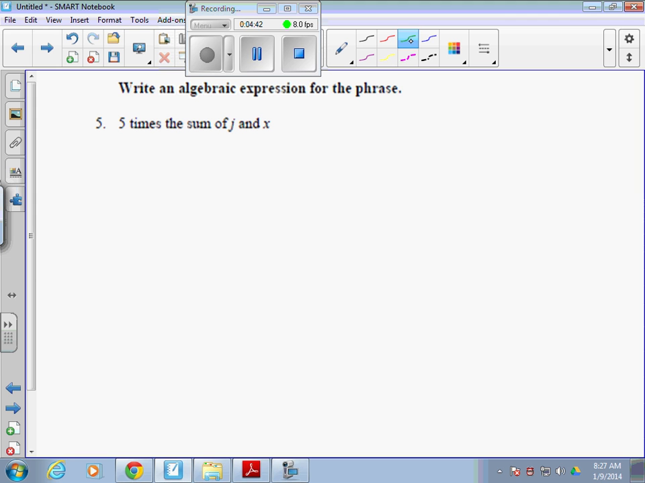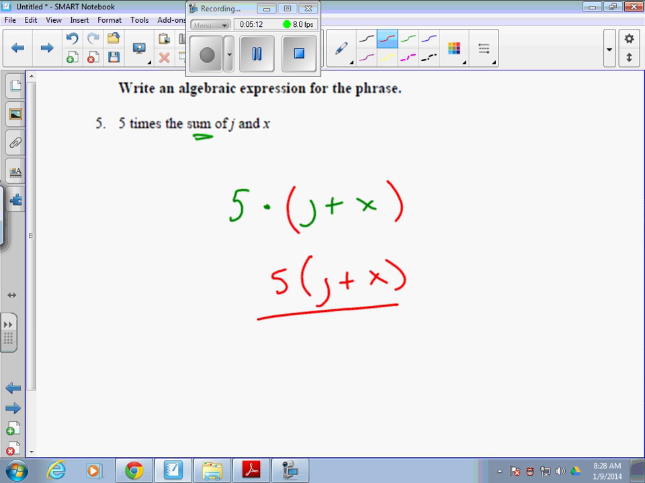Write this as an algebraic expression. It says 5 times the sum of j and x. Well, 5 times something would be to multiply. The sum means to add j plus x. But in order to multiply 5 times this, it doesn't matter what order you write this in. Order of operations always tells you to multiply 5 times it first. The only way you can get the sum first is to create a parentheses around j plus x. So just to clean it up, make it look a little bit neater, 5 times (j plus x) would be your best version of that expression.